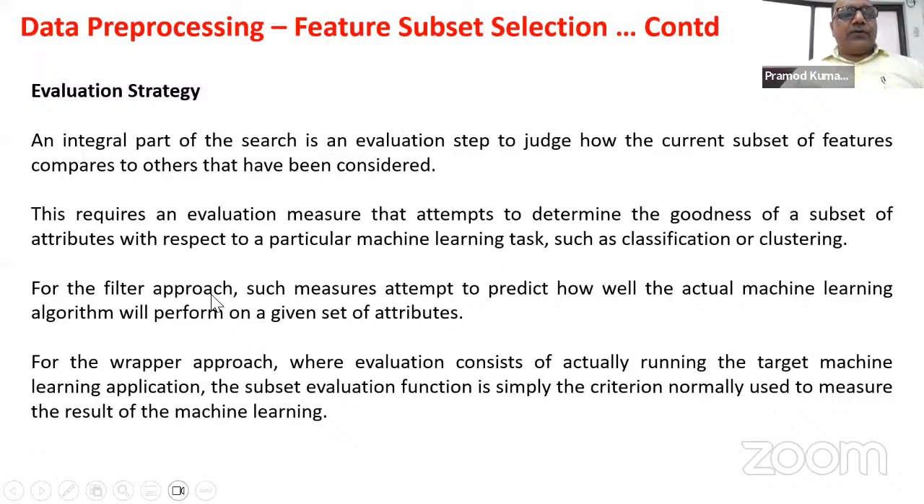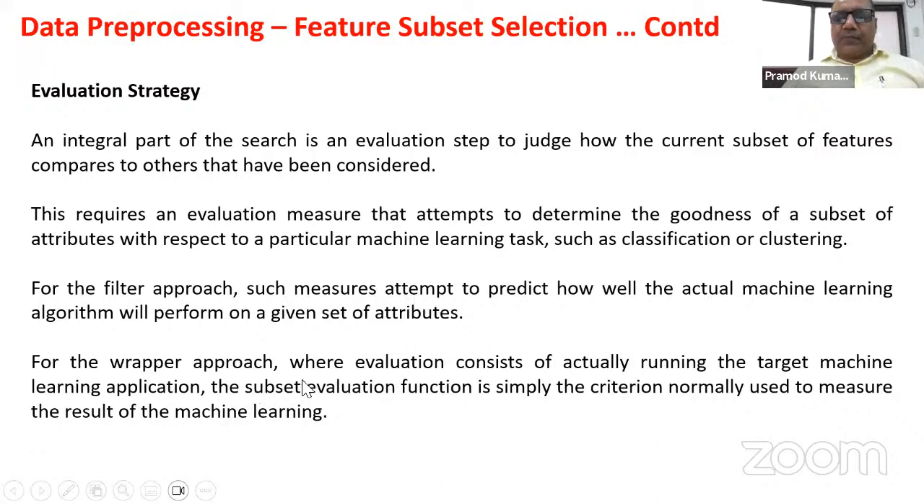As I told you earlier also, in the case of the filter and the wrapper approach, this particular strategy is completely different. For the filter approach, such measures attempt to predict how well the actual machine learning algorithm will perform on the given set of attributes, without using the algorithm. It doesn't use the algorithm, it uses some statistical or other mathematical tools to find out the goodness or the quality of the particular subset.